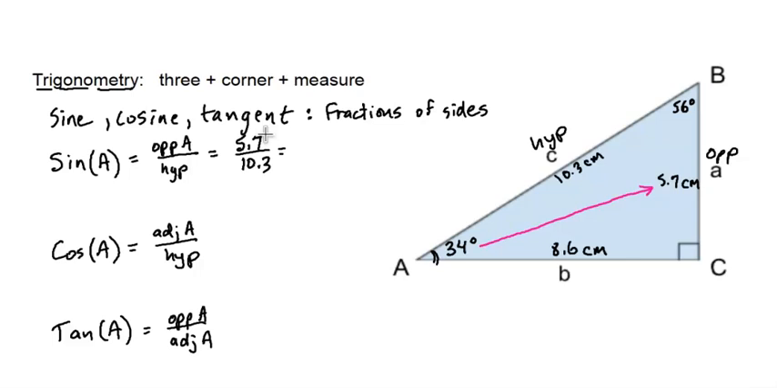And when you work this out on the calculator, you're going to get a number, all right? And it's a really stupid number. It's always going to be a decimal amount, less than 1, when you do the sine or the cos. So 5.7 divided by 10.3 gives me approximately 0.553 going on.